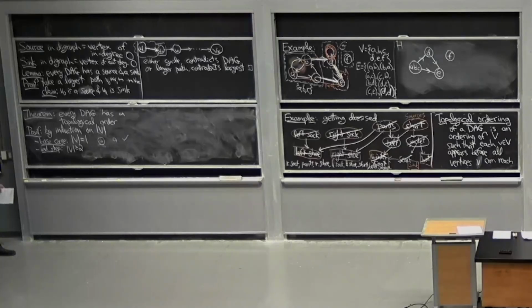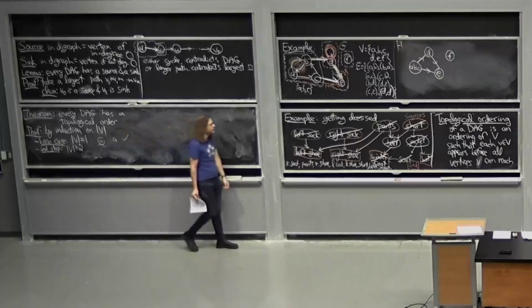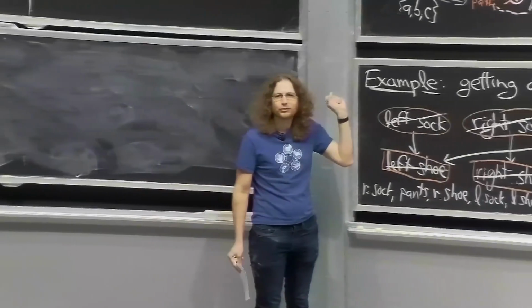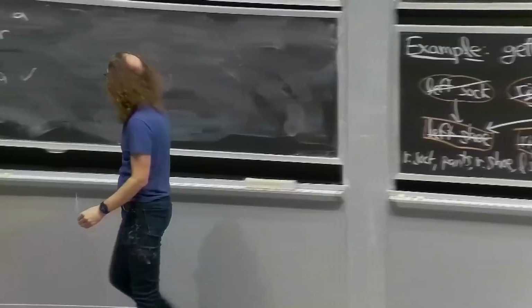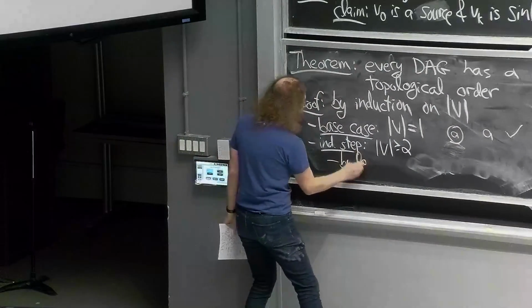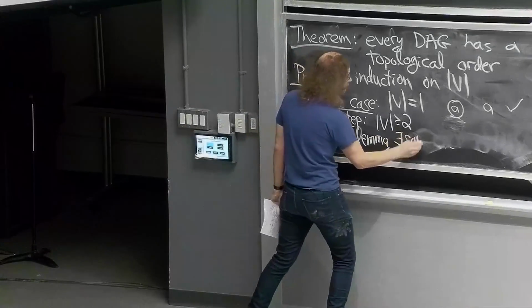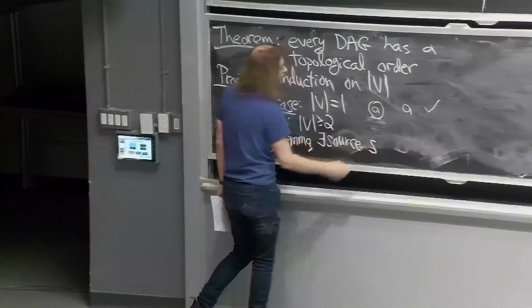So what should we do? Well, we have this nice lemma that tells us there's a source. Whereas the algorithm took a source and then had to do more work to continue, we can just take one source and then use induction. So by the lemma, there exists a source. Let's call it S.